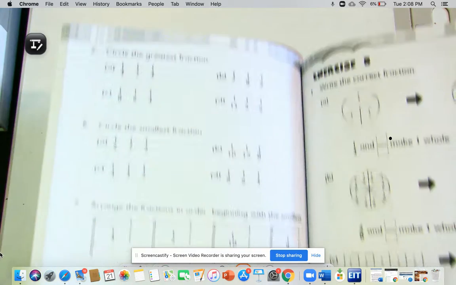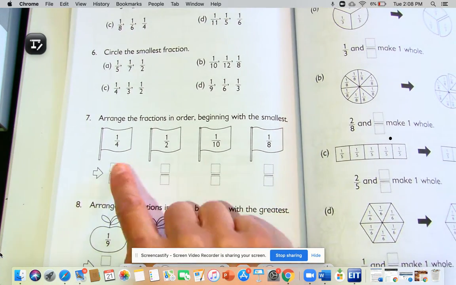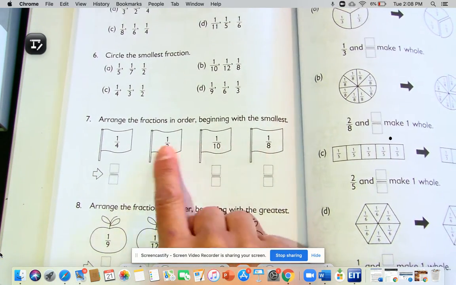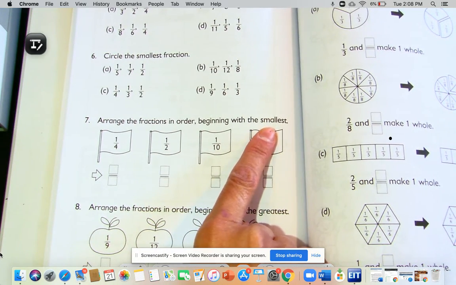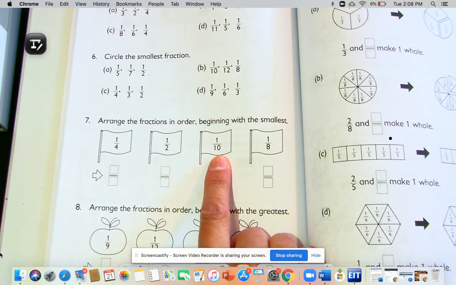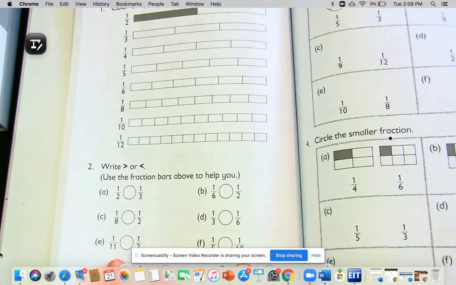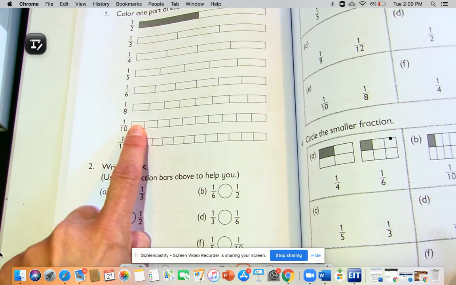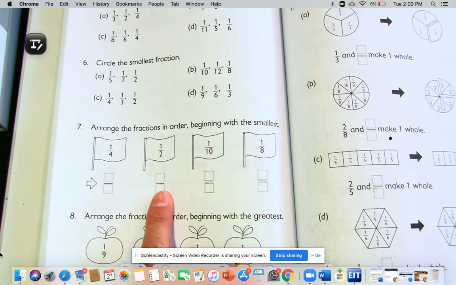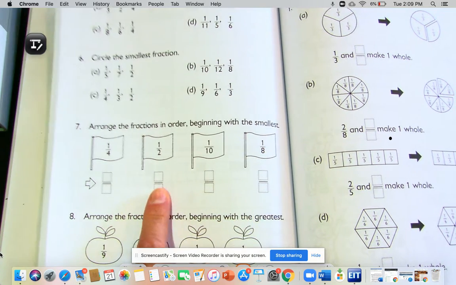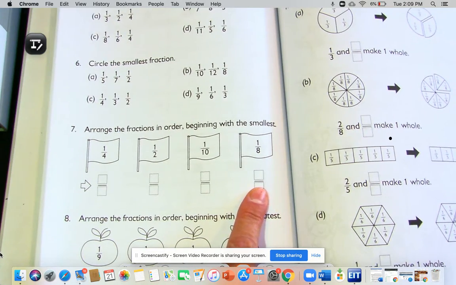All right. And then down here we have arrange the fractions in order beginning with the smallest. So they've given you some fractions here on little flags and they want you to begin with the smallest fraction. And we know the smallest actually has the biggest denominator. It's right here. So 1/10, I'm going to write right here. 1/10 is the smallest. And I can flip back to my fraction bar to help me. 1/10 is a pretty tiny little fraction. So I would write 1/10. The next smallest would be 1/8, which is right here. I'm just going to write it here. The next smallest would be 1/4. And then the biggest is 1/2.